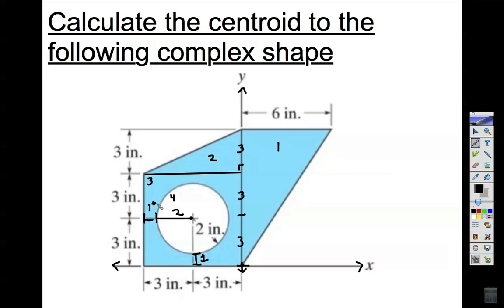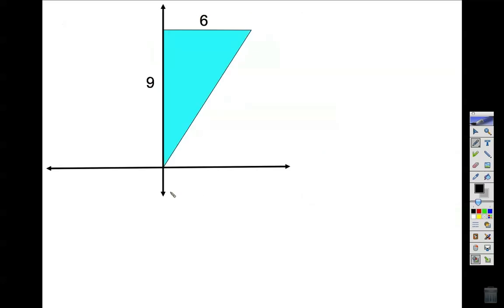I want to clarify that because, again, this is shape 2, shape 1, shape 3, and shape 4. I don't want us to confuse this 2 with this base right here of 6 inches. Alright, now that I've broken them down, let's break this down into the other ones. We want to know the centroid of this right triangle. This is a right triangle, so base, divide that by 3. Height, divide that by 3. My base is 6. My height is 9. 6 divided by 3 is 2. 9 divided by 3 is 3.